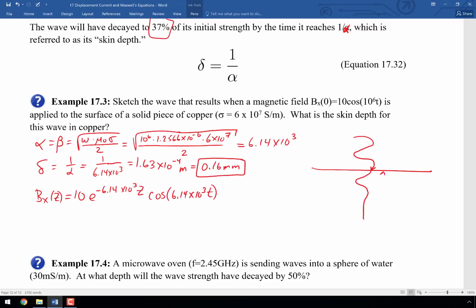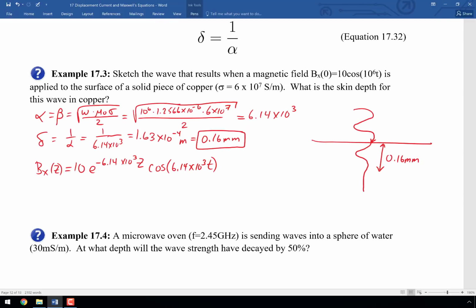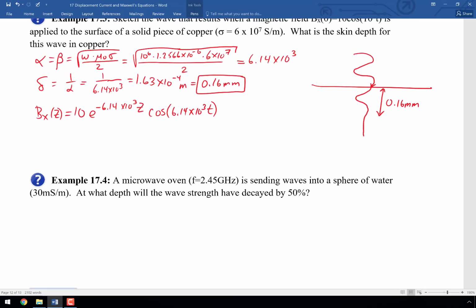And how quickly does it decay? It decays over the course of about 0.16 millimeters, and it depends on how far you want it to decay. Here I've decayed down to about 1/3 of its initial value. If you wanted to get down to 1/10 of its initial value, you'd have to go just a little bit deeper, but you get the picture of about the range over which it's decaying.